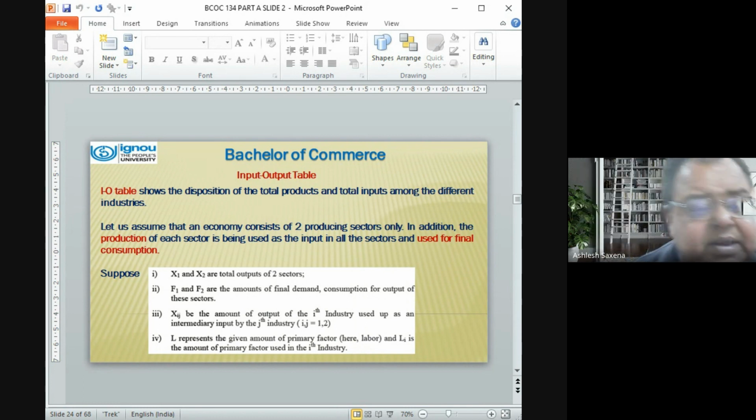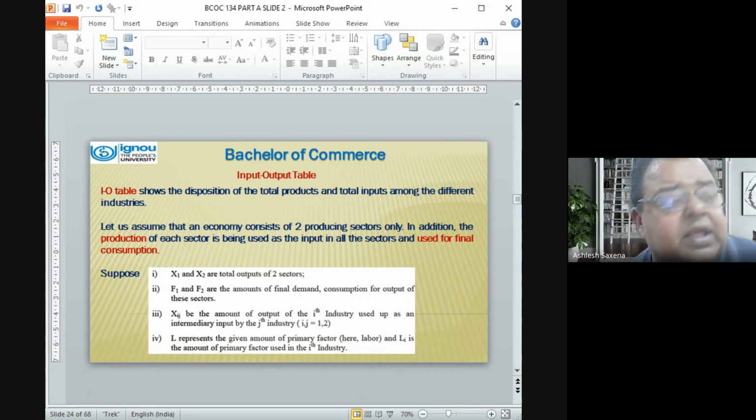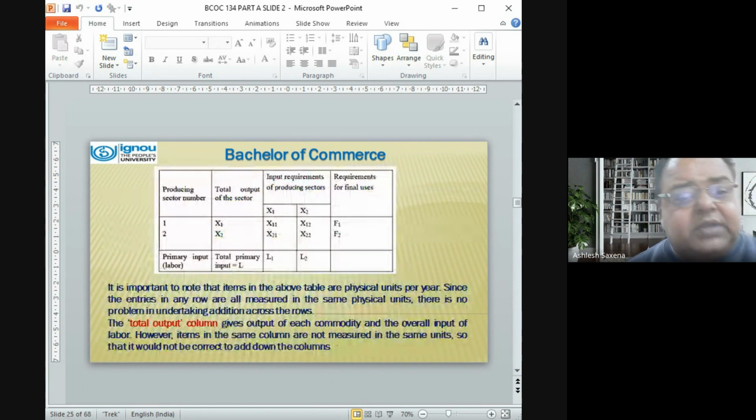And L represents the given amount of primary factor. Here we will be talking about labor. And Li is the amount of primary factor used in the ith industry. Now this is how the matrix is formed. We have two sectors, 1 and 2. Total output of the sectors is X1, X2, and intermediate input requirement from the different sectors is X11, X12, X21, and X22. Final output to the final users will be F1 and F2.